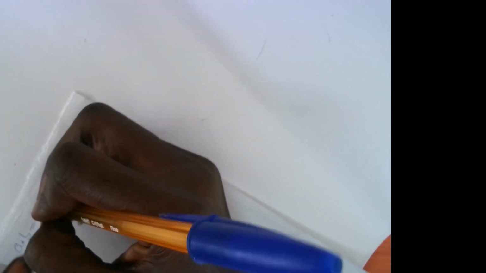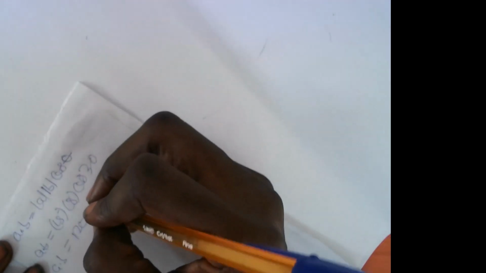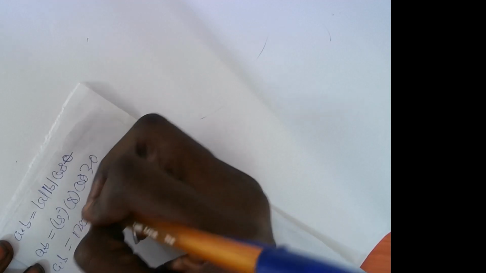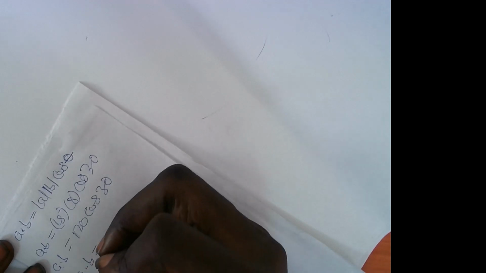Okay. So A dot B, from what we know so far, is equal to the magnitude of A multiplied by the magnitude of B cos theta. So now A dot B is going to be 15 times 8 cos 30. So A dot B is going to be 120 cos 30. When we compute this, we are supposed to get 103.92.